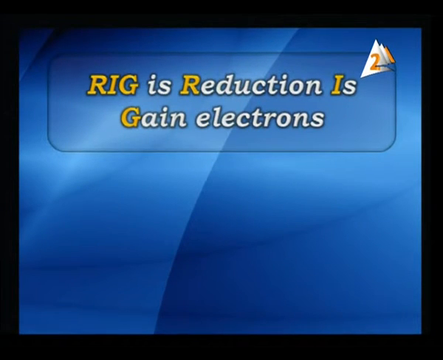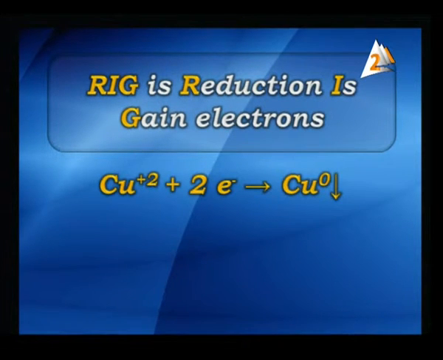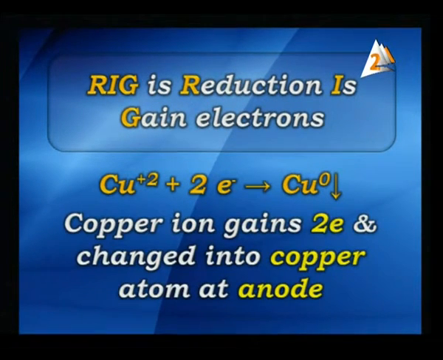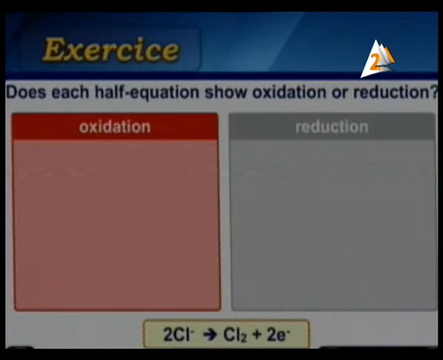Also, RIG is reduction, which means gaining electrons. Cu positive 2 gains 2 electrons and becomes Cu 0. We can say the copper ion gains 2 electrons and changes into copper atoms at the anode. What is meant by anode? Positive, directly, we say positive pole. Now, the difference between cathode and anode, copper and zinc, means oxidation and reduction.